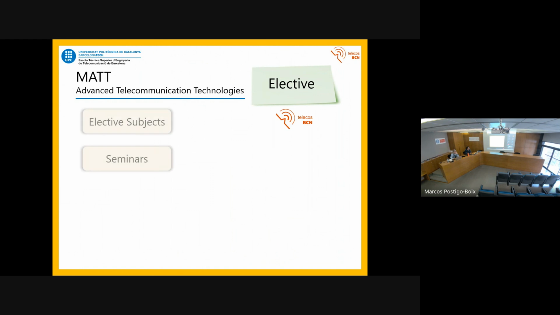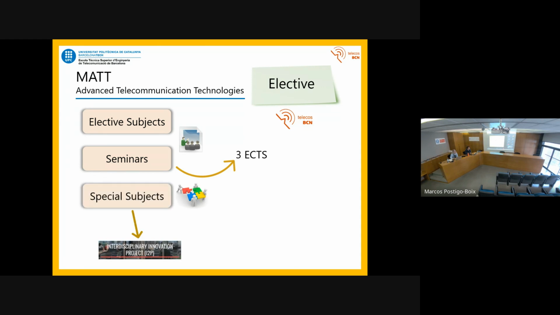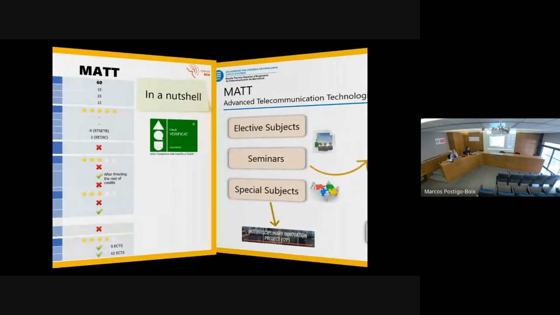The elective credits in this case can be spent in general on any elective subject in the master, on the seminars, and on the special subject I2P. The seminars in this case have to be seminars of 3 credits. And you can also follow the introduction to research, but only 5 credits.